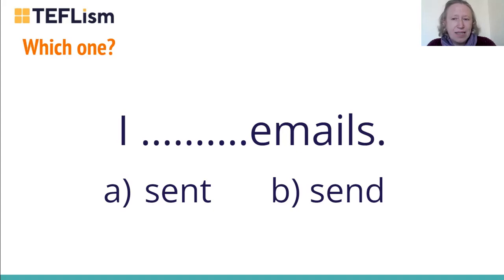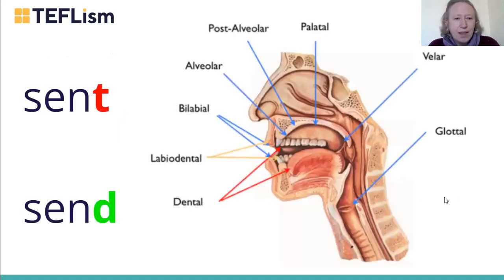Sent, send. So let's look at these two sounds in a little bit more detail to understand what the difference is between them. They're both made in exactly the same place in your mouth, here at the alveolar ridge. But when we say them, they sound slightly different. Sent, send. And the difference between them is that this is unvoiced and this is voiced.